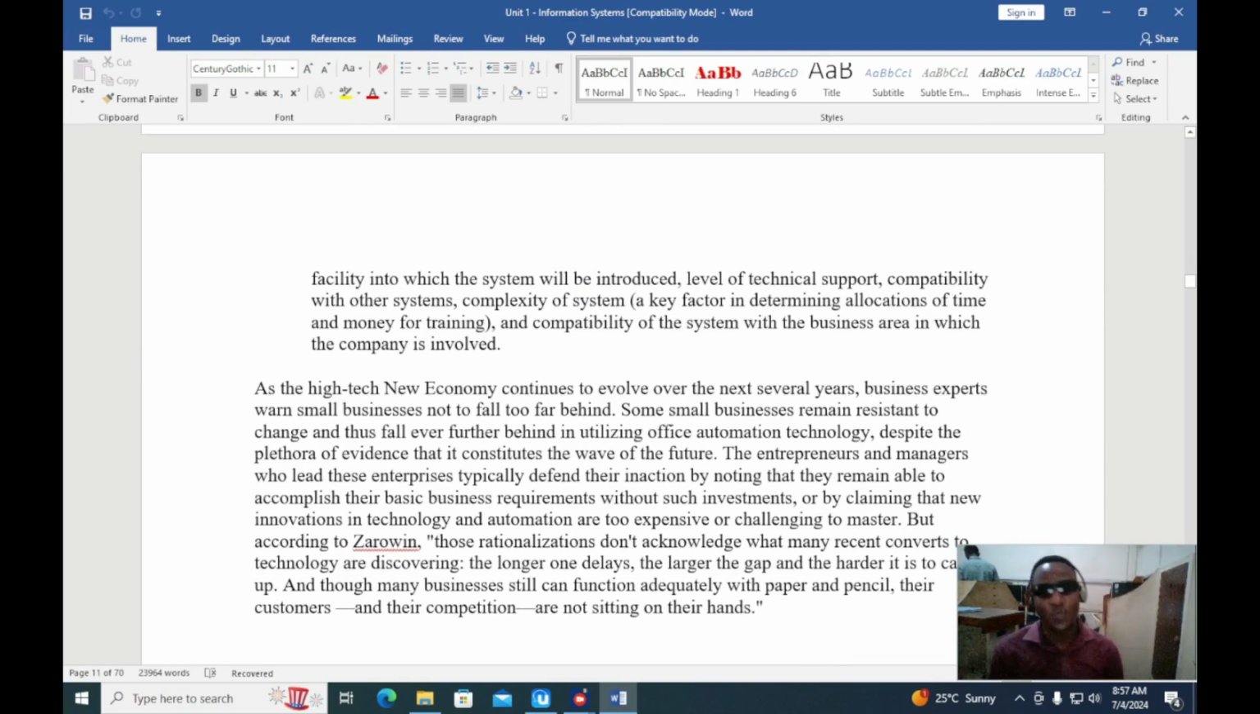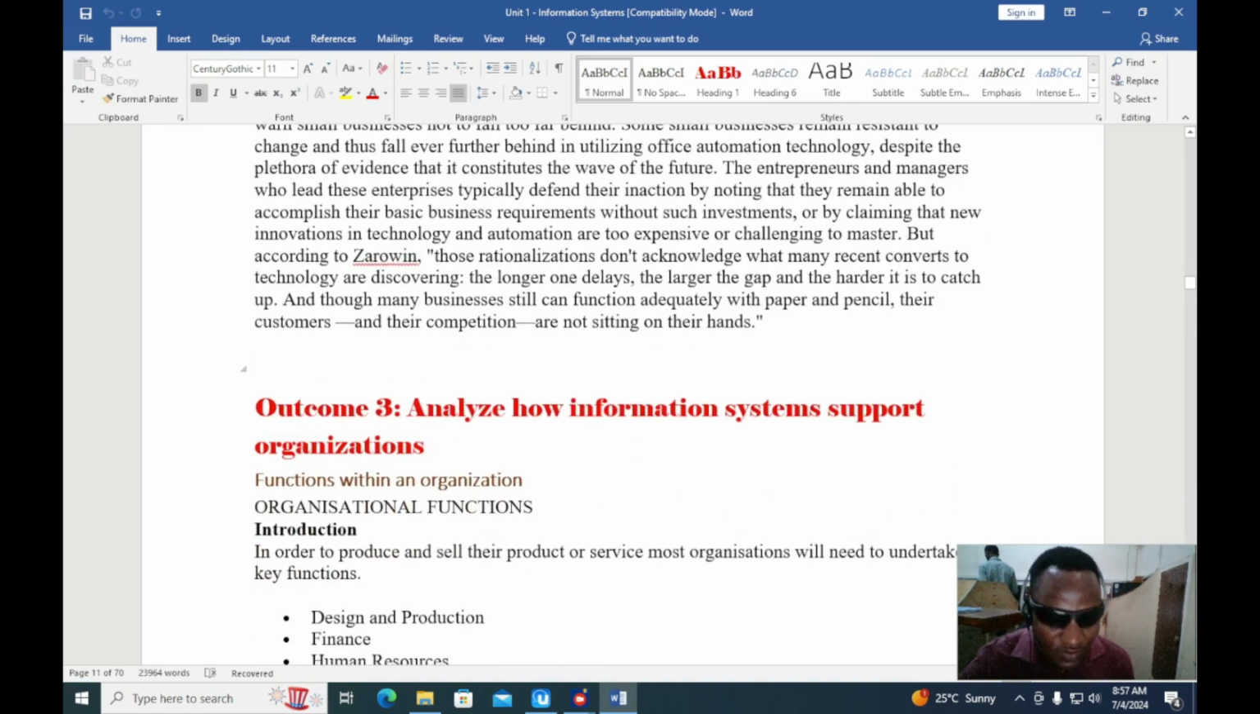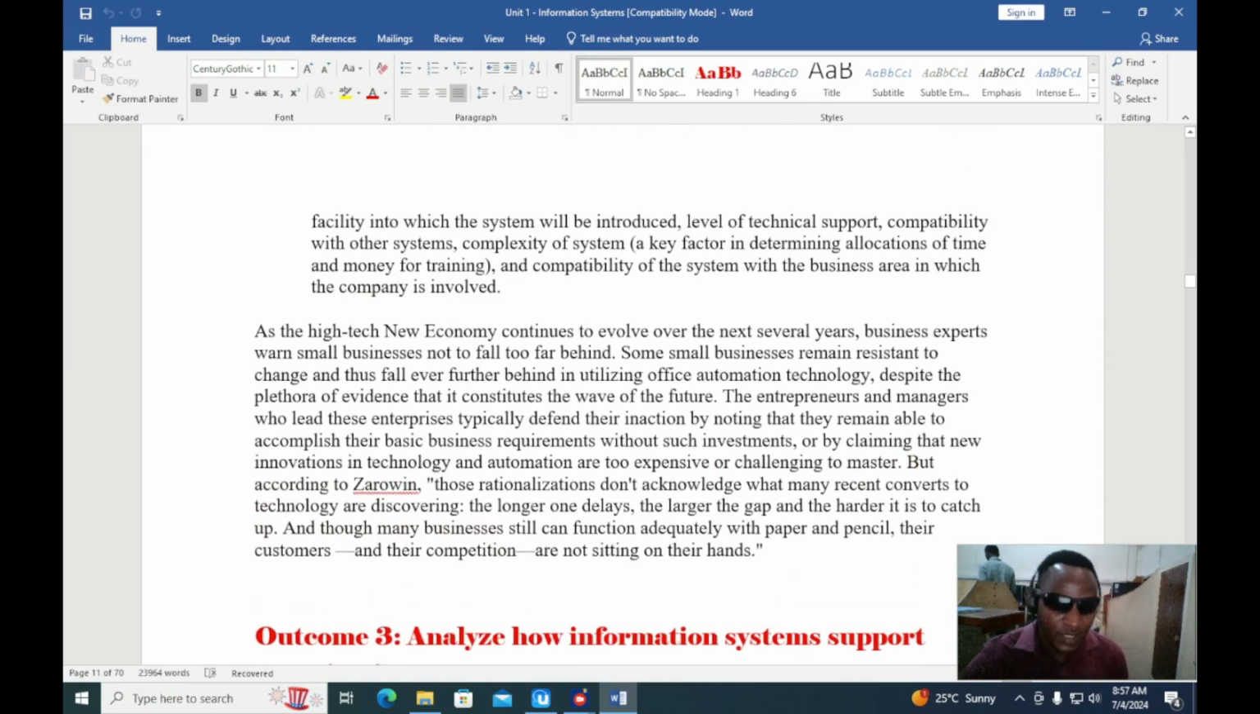We look at the compatibility of the system with the business area in which the company is involved. We have the high-tech new economy that continues to evolve over the next several years. Business experts want small businesses not to fall too far behind. But some small businesses remain resistant to change. They don't want to adopt automation, and these businesses are falling behind in utilizing office automation technology.